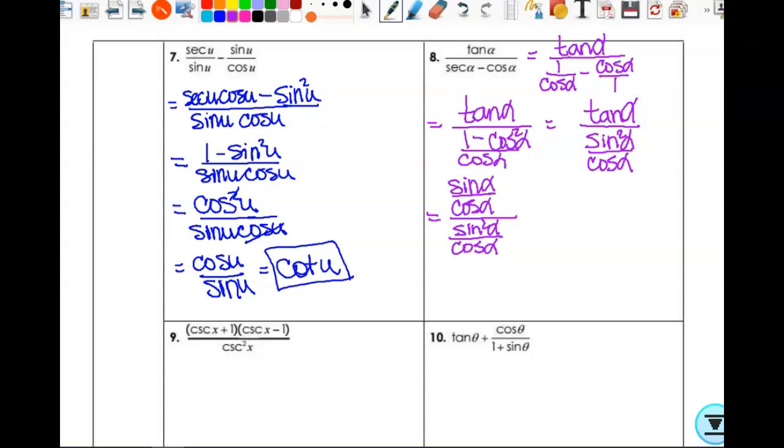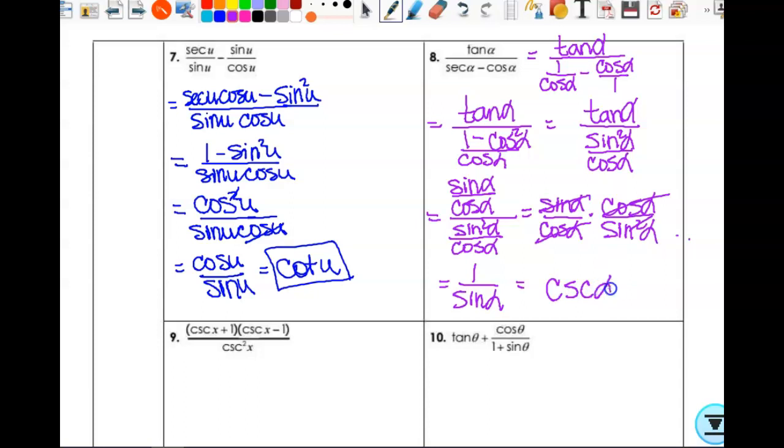This now is a keep, change, flip situation. So my first fraction is sine alpha over cosine alpha. I multiply it by the reciprocal of this one, which is cosine alpha over sine squared alpha. Now, can I simplify? Yes, I can cancel out those cosines. I can cancel out this sine with one of those. So this leaves me with 1 over sine alpha, and that's equal to cosecant alpha.